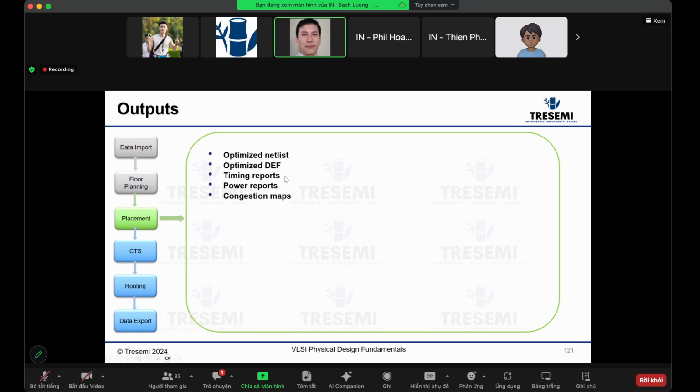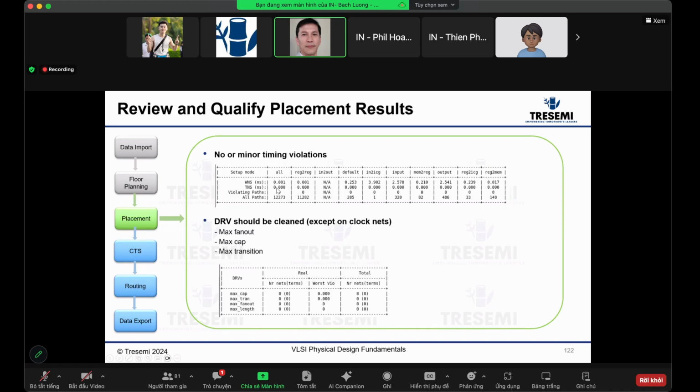If it's like 1 picosecond or 5 picoseconds, that's minor timing. It's okay, that's closable. If it's something like 1 nanosecond, then you have an issue and you can go back and look. But what I mean by minor is a few picoseconds, easier to fix later on.